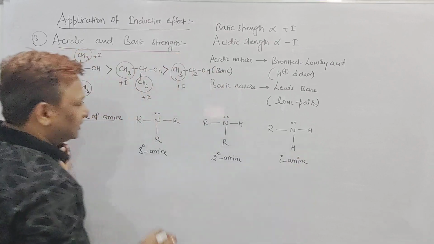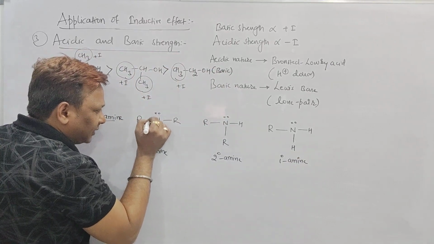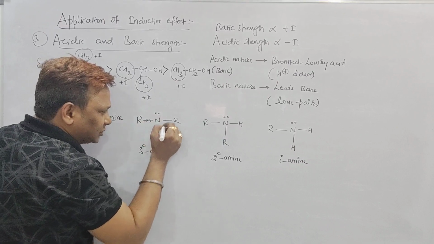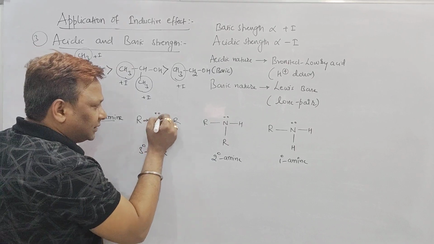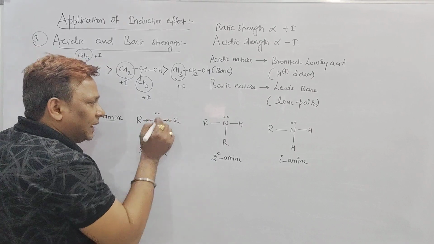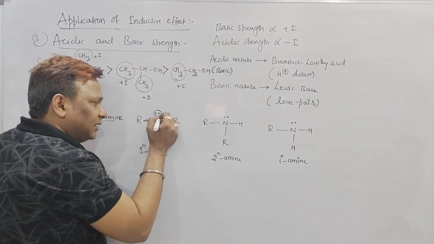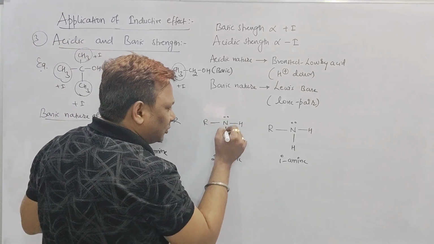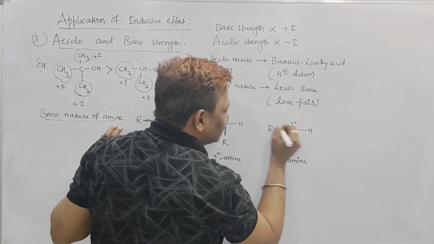See, R is the electron donating group, so it is donating its electron toward the nitrogen atom. So in tertiary amine, nitrogen is getting electrons from 3 alkyl groups, and it will have very high electron density, and hence can easily donate its lone pair. In secondary, only 2 plus I groups are there where it can donate the electron. In primary, only 1 plus I.